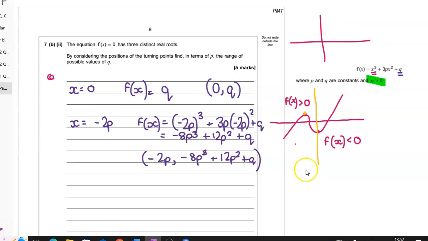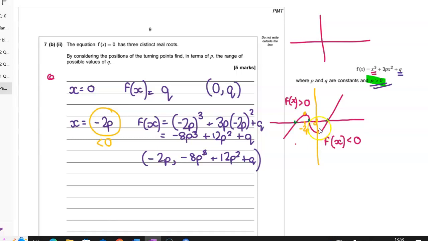Now we are told in the first question that p is greater than 0. So if p is greater than 0, then minus 2p must be less than 0, because minus 2 times something positive will give us a negative one. So that's how we know that this turning point here is at minus 2p, and that this one here is at 0. So for us to have 3 distinct roots, our turning points need to look like that: one at minus 2p and one at 0.